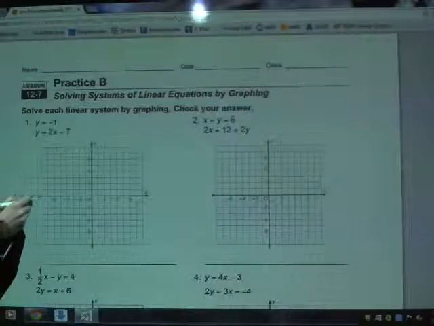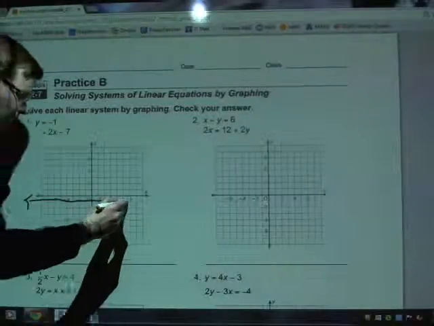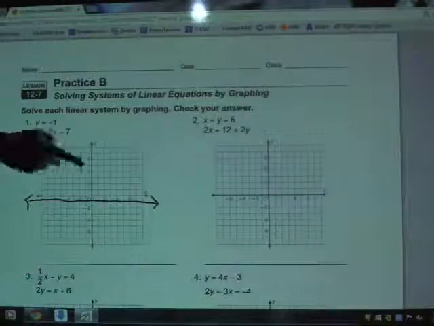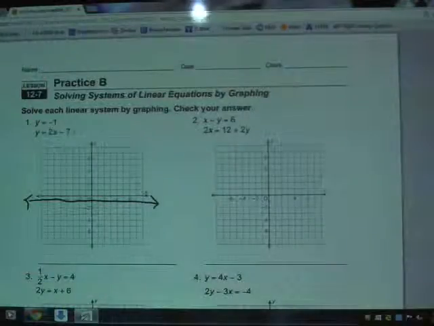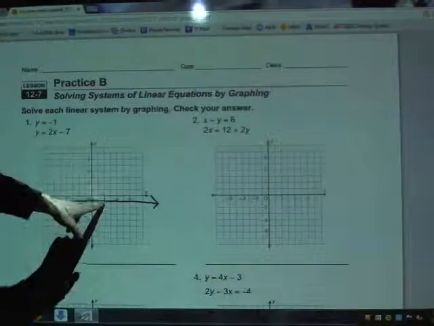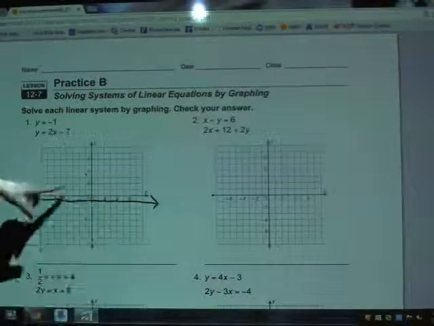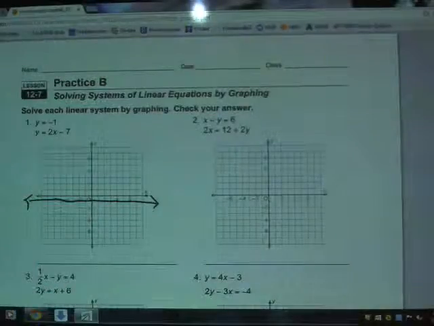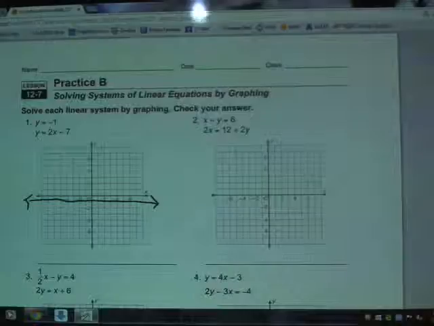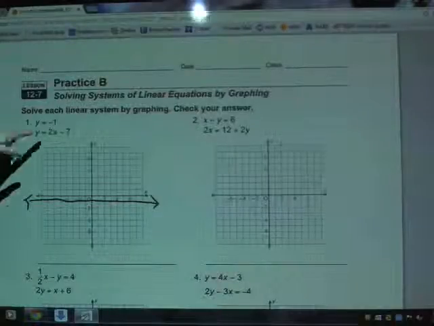Well, that's simply a line that goes from left to right through -1. Because no matter where it is on that spectrum, the y value of the coordinate is always -1. Whether I'm here at 2, -1, or 6, -1, or -5, -1, the y value is always -1. Then y equals 2x minus 7.